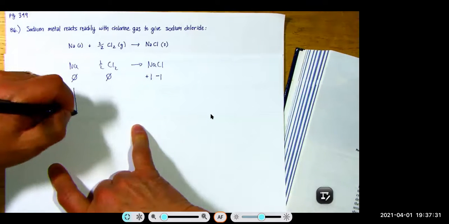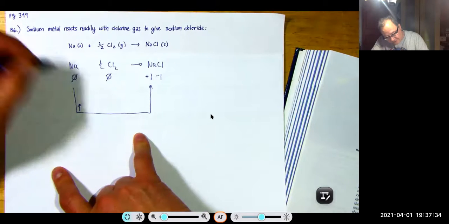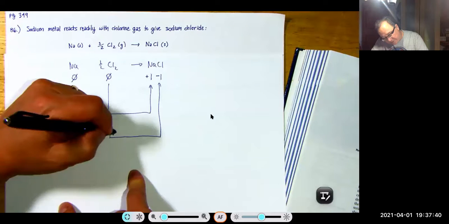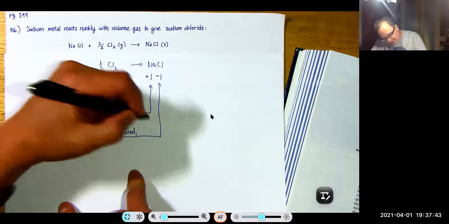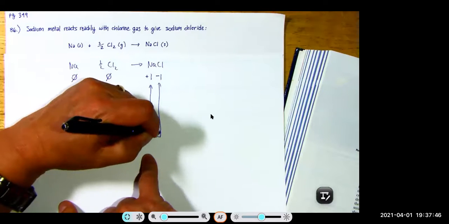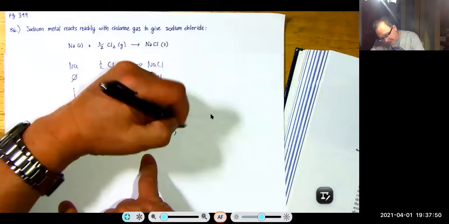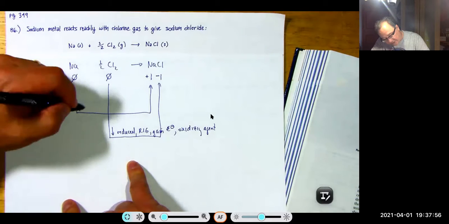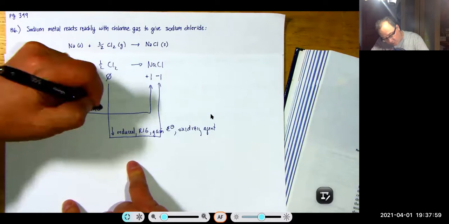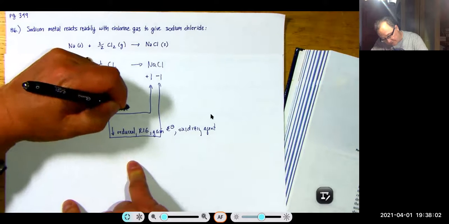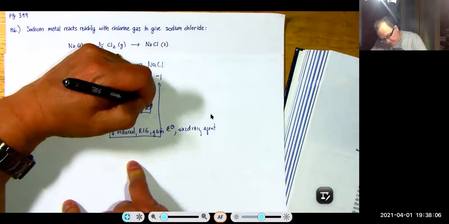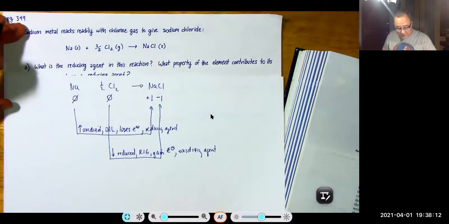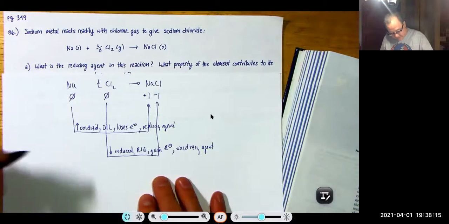So can you see that the sodium oxidation number increases and the chloride decreases? Well, decreased means reduced. Reduced means gain electrons, which also means it's the oxidizing agent. And here we have increase, which means oxidized, which means loses electrons, which means it's the reducing agent. So first question is, what is the reducing agent in this reaction? Sodium.